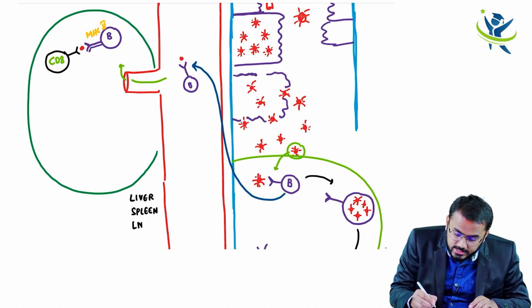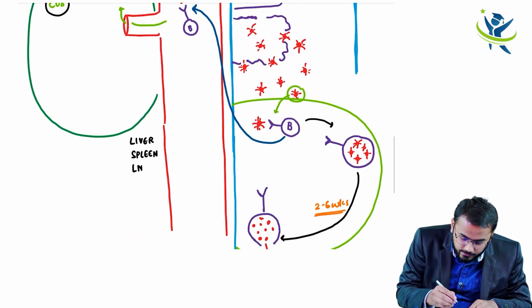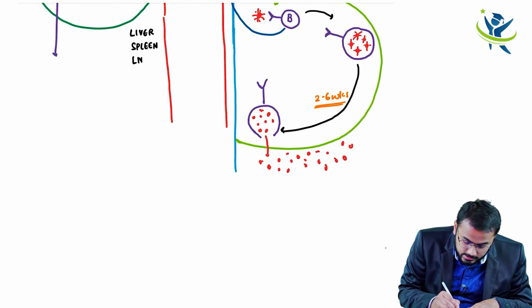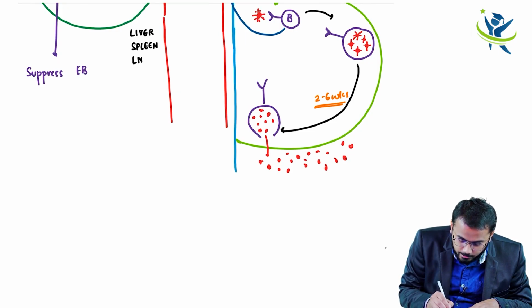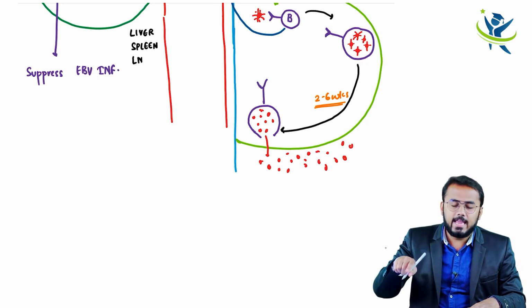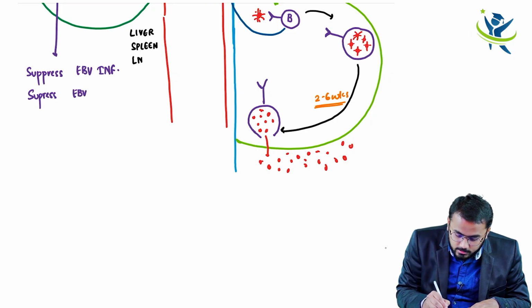Okay, so what are these CD8 T cells going to do, guys? Let me write it down all the way down here. It is going to suppress Epstein-Barr virus infection. Not only that, sometimes Epstein-Barr virus is silent and again it gets reactivated. So even that will suppress the reactivation of Epstein-Barr virus. Suppress EBV reactivation.